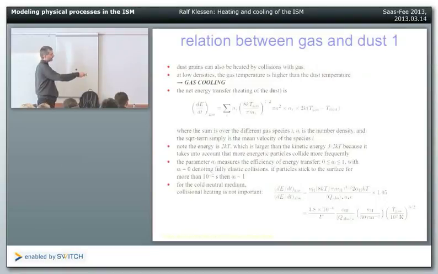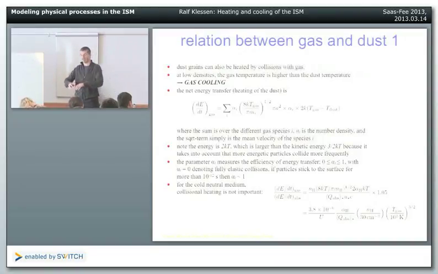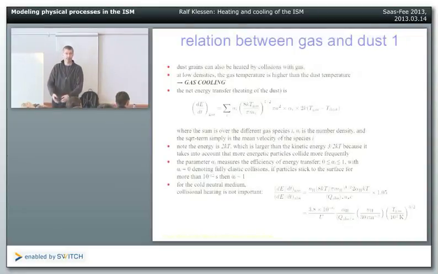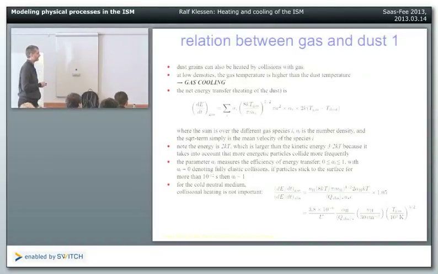So if the gas is hotter, then it gives energy to the dust. Dust provides cooling. This is the case typically in interstellar conditions. However, you could say I have a dust-enshrouded protostar. So a protostar that sits in a dense envelope. The protostar shines, heats up at infrared wavelengths the dust, and then this would be a typical condition where the dust temperature is larger than the gas temperature, and it provides heating to the gas. So what is this efficiency factor here? It measures the efficiency of the energy transfer.